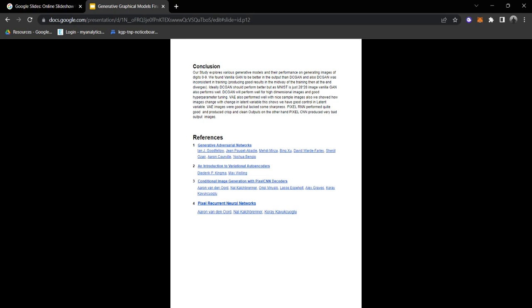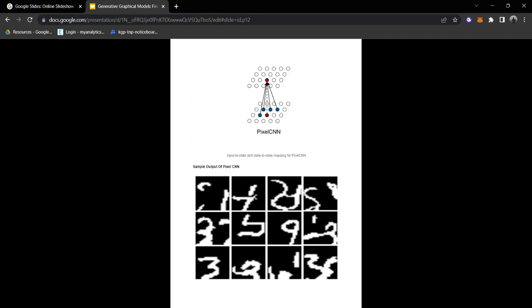DCGAN will perform well for higher dimensional images, and good hyperparameter tuning will be required for them. VAE also performed well with nice sample images and also showed how images change with the change in latent variables. This shows we have good control over the latent variable, which is a good sign for generative models. VAE images were good but lacked some sharpness. Pixel RNN performed quite well and produced crisp and clean outputs. On the other hand, Pixel CNN produced very bad output images, as we can see. We are not able to see clearly what the digits are.